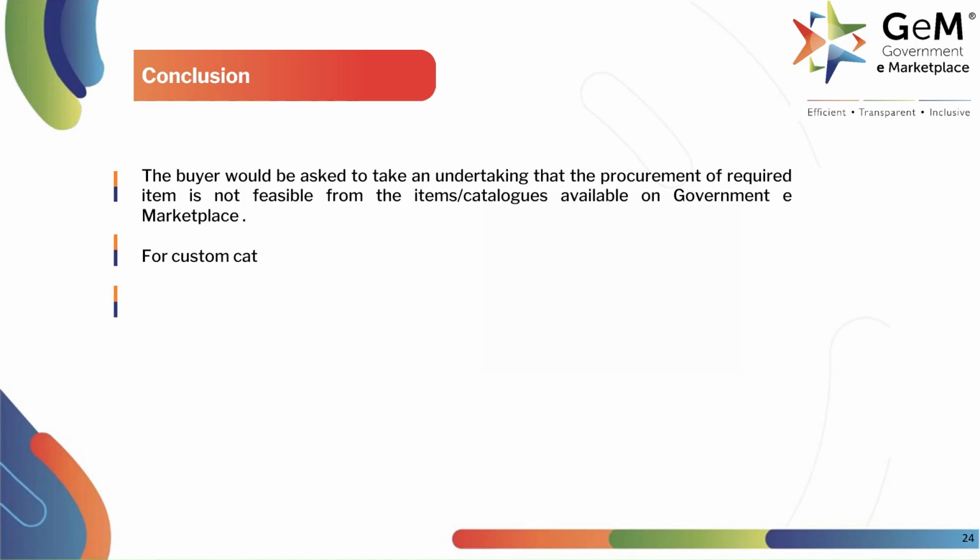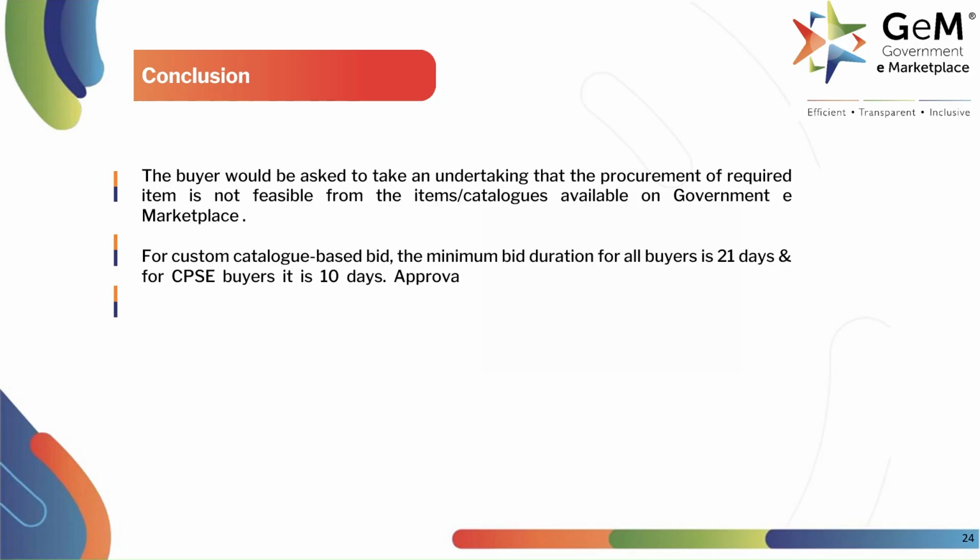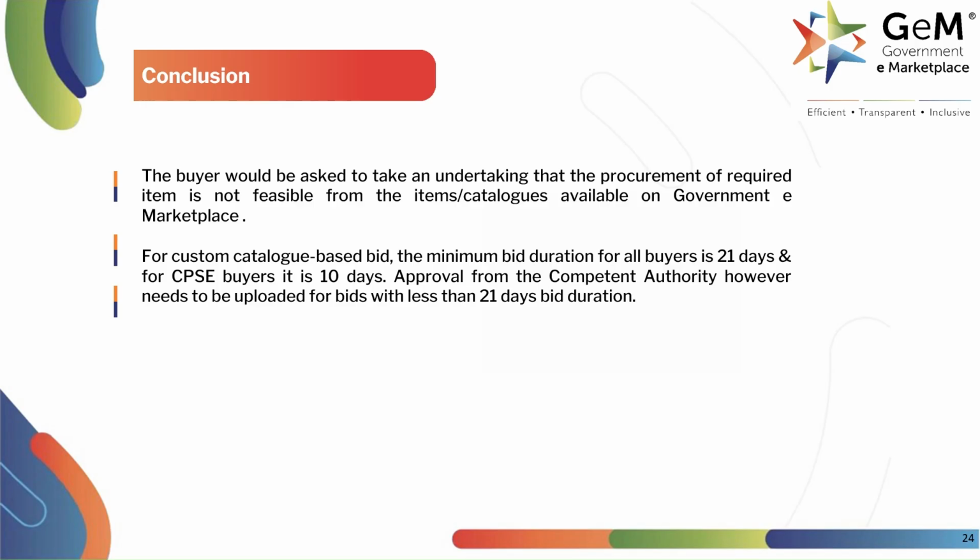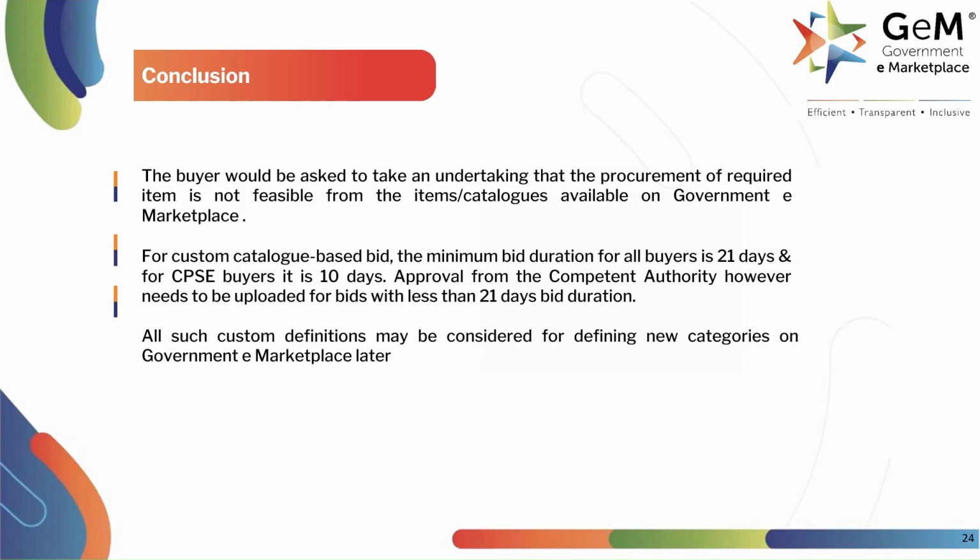For custom catalog based bid, the minimum bid duration for all buyers is 21 days and for CPSE buyers it is 10 days. Approval from the competent authority, however, needs to be uploaded for bids with less than 21 days bid duration. All such custom definitions may be considered for defining new categories on Government e-Marketplace later.